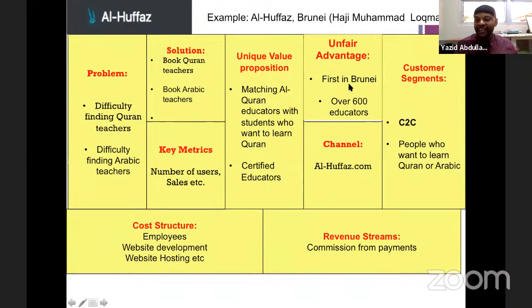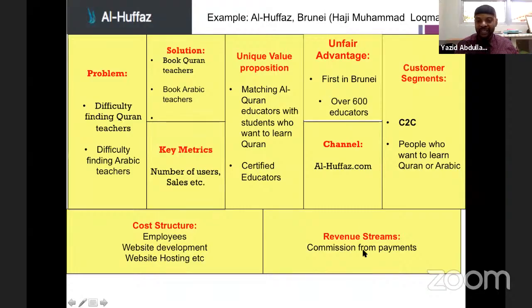What's the unfair advantage that they have? They have already signed up over 600 educators in Brunei. And Brunei, remember, is a very small country, so 600 educators means it's quite a lot. And it's difficult for a new startup to come and get these 600 educators away from them. So that's an unfair advantage.